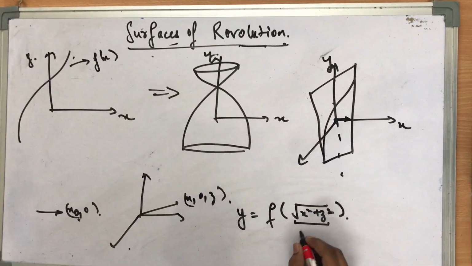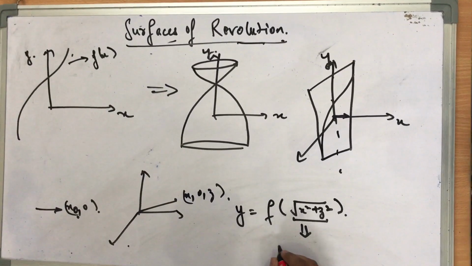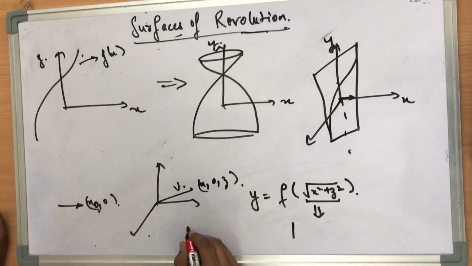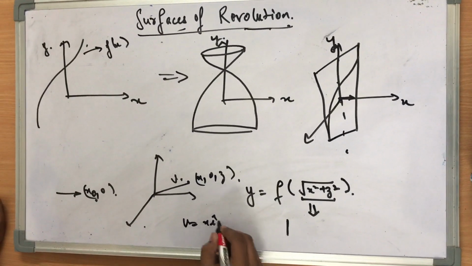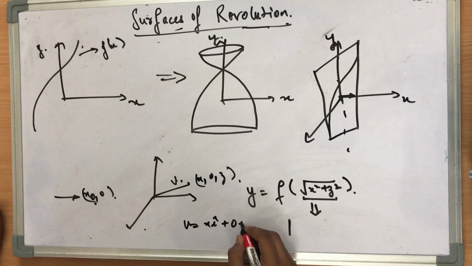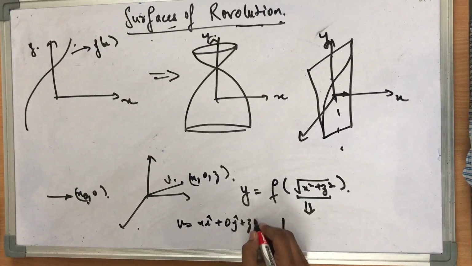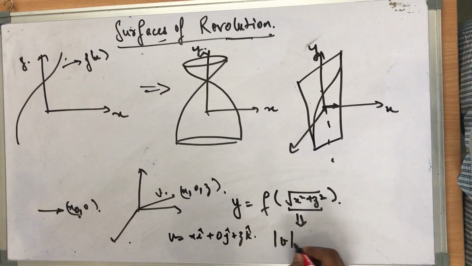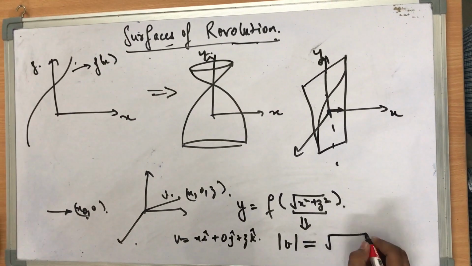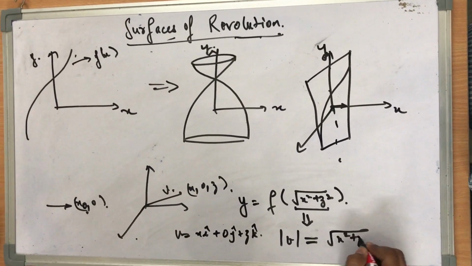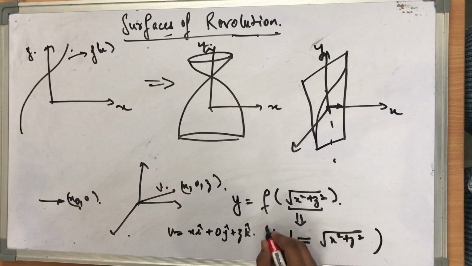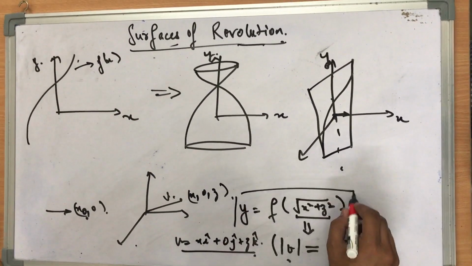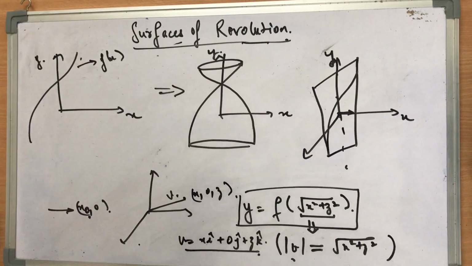Here root of x square plus z square is the modulus of, say, the vector v. So the vector v is x i cap plus y j cap plus z k cap. So the mod of v is root of x square plus z square. So y is this. So let's see for x.